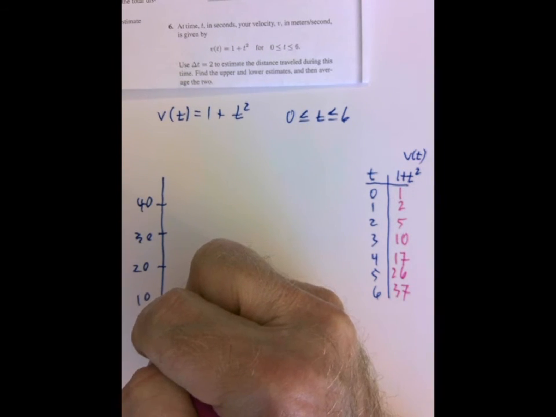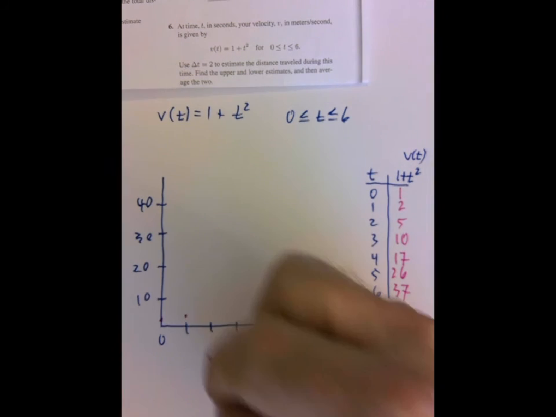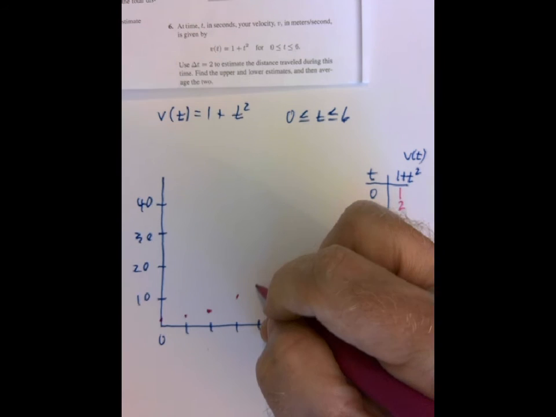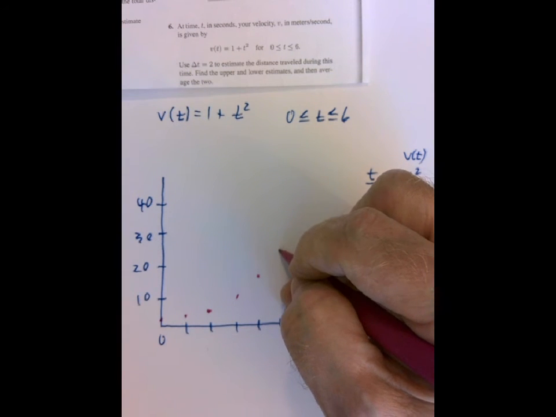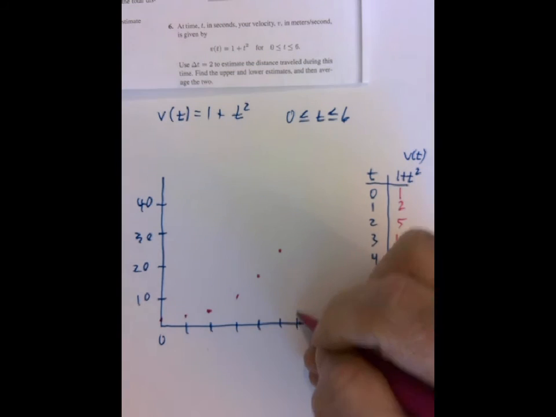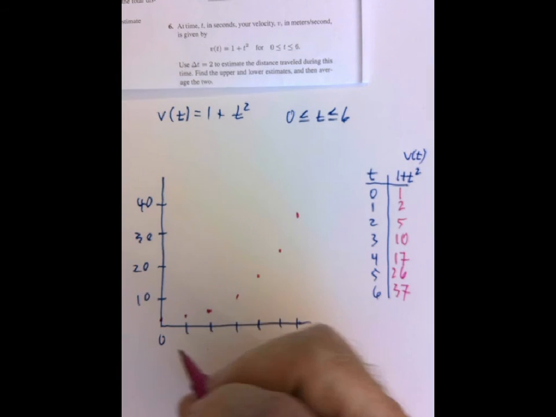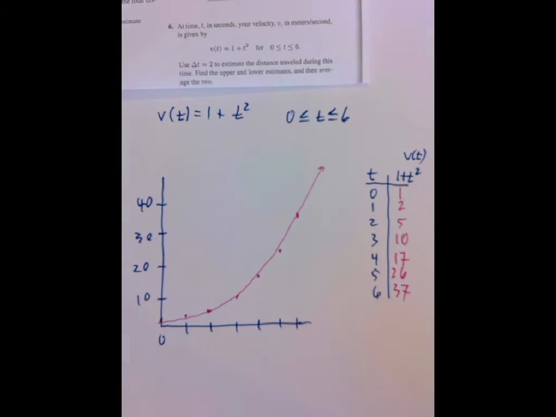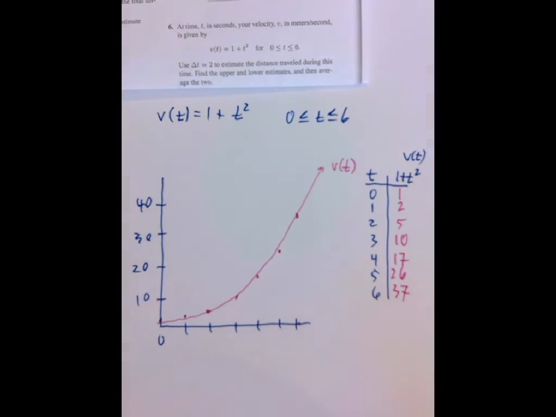0, 1 about, over 1 up 2, yeah, over 2 up 5, over 3 up 10, up 4 17, 26, and then 37, might be right about there, right, and there's our V of t right there, right?